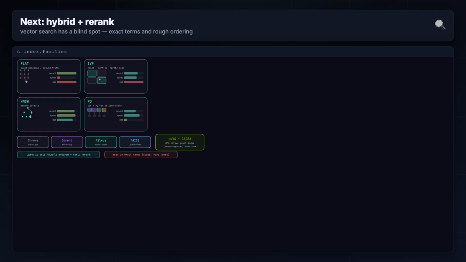So we can store millions of vectors and find the nearest ones fast on the GPU, but pure vector search has a blind spot. It's great at meaning and weak at exact terms, like product codes and rare names. And the top K it returns is only roughly ordered. Next, 2-stage retrieval, hybrid search, rank fusion, and re-ranking.